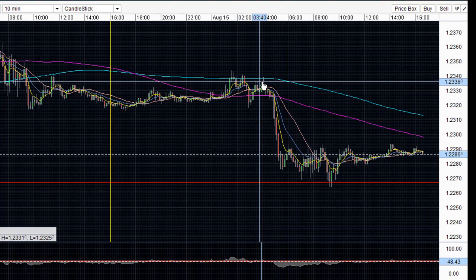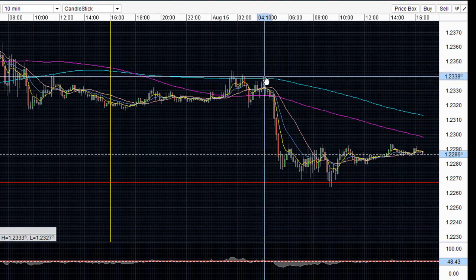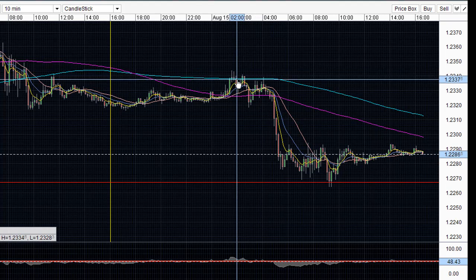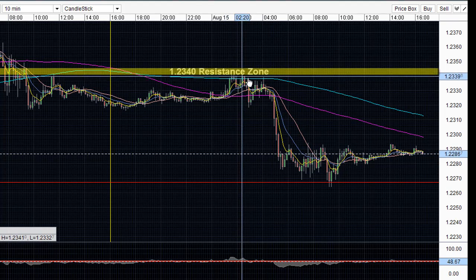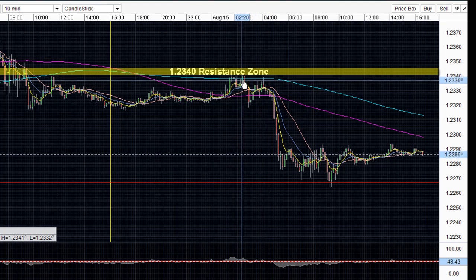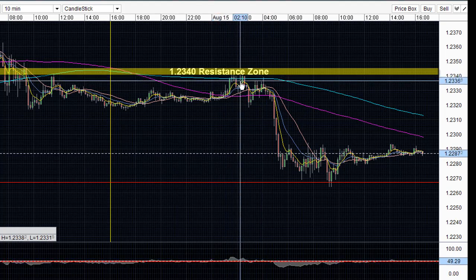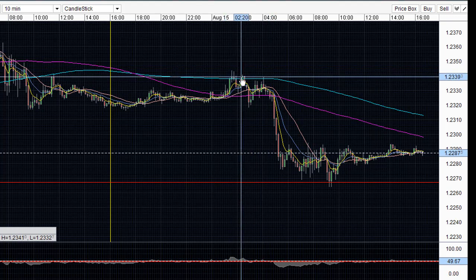Although it was at these levels up here around our 2340 level, we can see that price still had a hard time breaking and closing above these levels. So this proved that this 2340 area was a good zone of resistance. It made a few attempts to actually break above this level and close above it, but it could not. So this was resistance for the day.